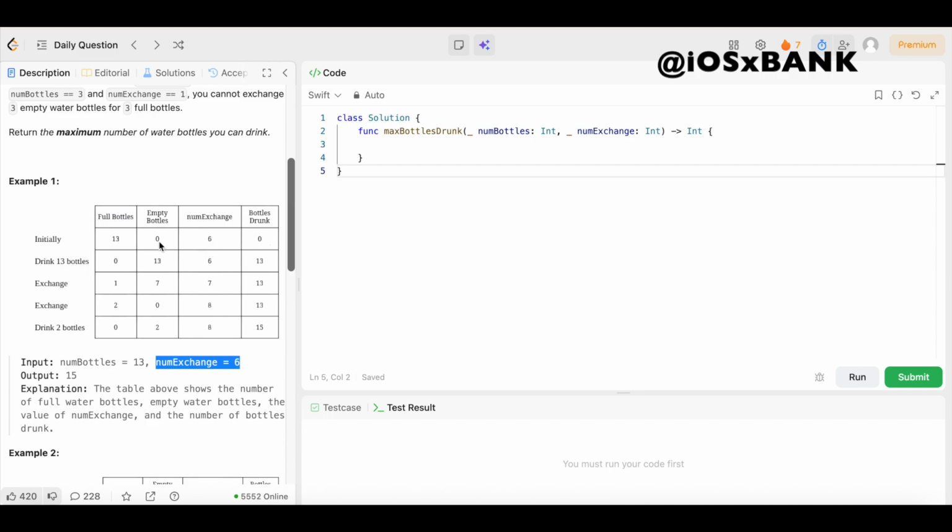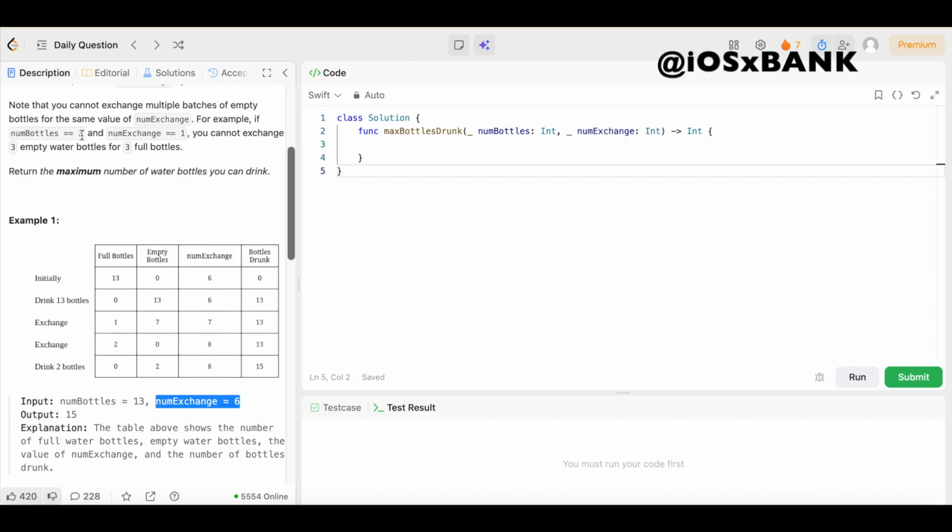So we drink these 13 bottles, boom. Now we come down here to the second row. We drank the 13 bottles, so now the full bottles is 0. The empty bottles, we have 13 empty bottles because we just drank 13 bottles. So now we are stuck with 13 empty bottles. numExchange is still 6, and the number of bottles drunk goes from 0 to 13 because we just drank these 13 bottles. So now we have bottles drunk at 13.